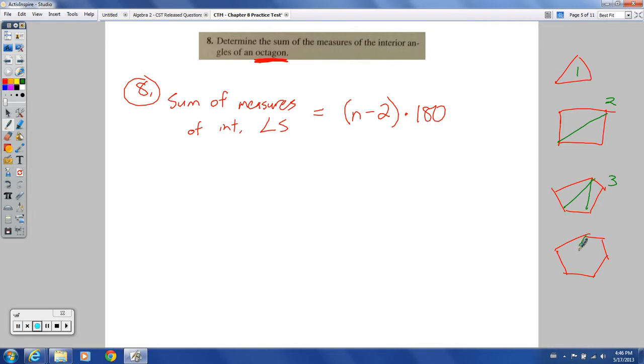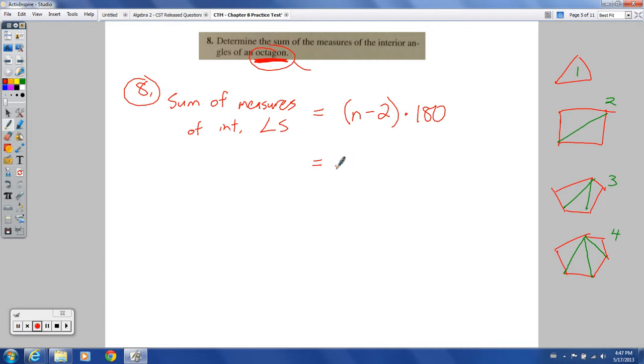N minus 2 times 180. Each triangle is 180 degrees, and you can make n minus 2 of those triangles no matter how many sides you have. So from here, what's our n? Well, an octagon, we got to know what those are. We got to know how many sides. So you got to know your triangle, quadrilateral, pentagon, hexagon, heptagon, octagon, nonagon, decagon. That's up to 10. And then you skip to 12. You need to know that one, dodecagon. And you also need to know 20 is an icosagon. You got to know those ones specifically by name.